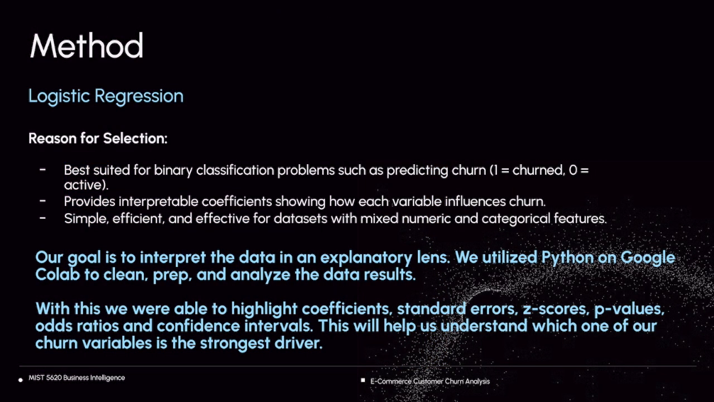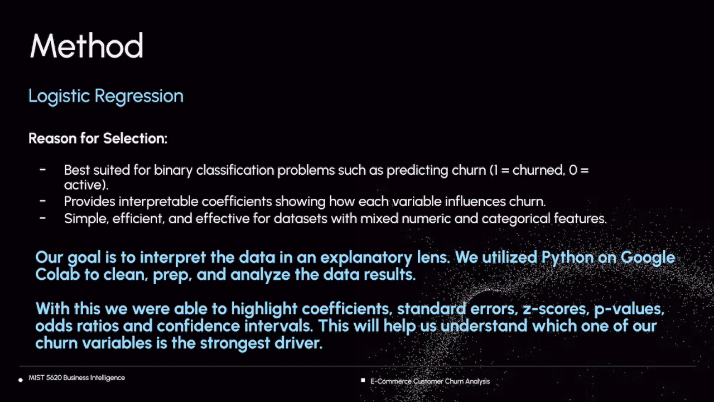For our method, we decided to choose logistic regression. This is just setting the stage and telling the story of why we did that. We thought it was best suited for binary classification problems such as predicting churn. So 1 equals churn, 0 equals active, meaning the customer is still interacting with the platform, and churn meaning that they've already left. It provides interpretable coefficients showing how each variable influences churn, how strong the effect of a coefficient is, and whether or not a variable increases or decreases the likelihood of churn.